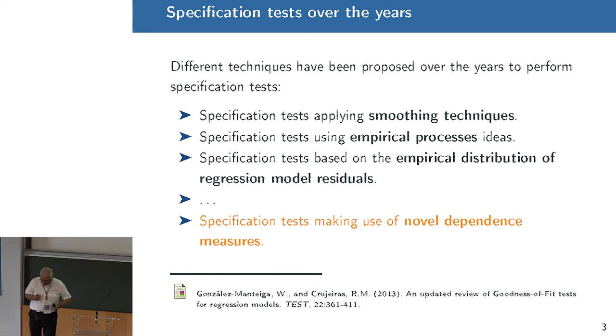Well, along the years, we were working a lot on different approaches to goodness of fit for distributions and for regression models. And in fact, it's possible to find different tests applying smoothing techniques. We could see, for example, in the previous talk, the use of some kind of smoothing. There are also a lot of papers using empirical process ideas, using the distribution of the residuals of the regression model fit. In different topics: scalar variables, vectorial variables, functional data, directional data, and also under difficult situations of missing data, censored data. There are many, many different results along the last 50 years.